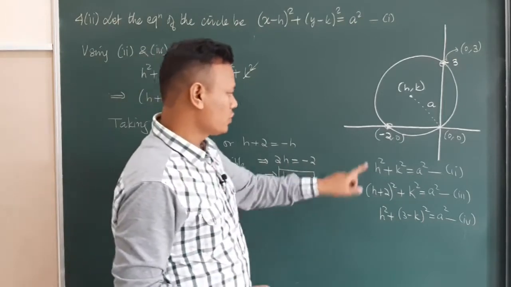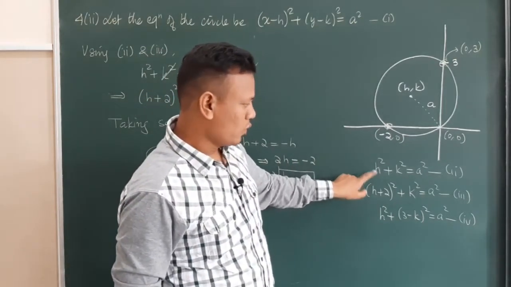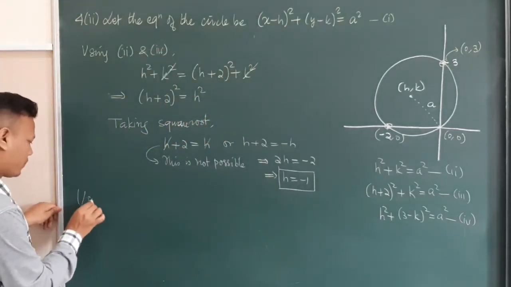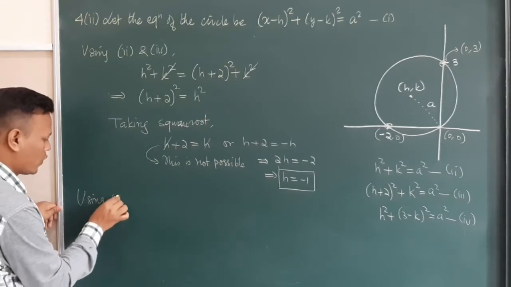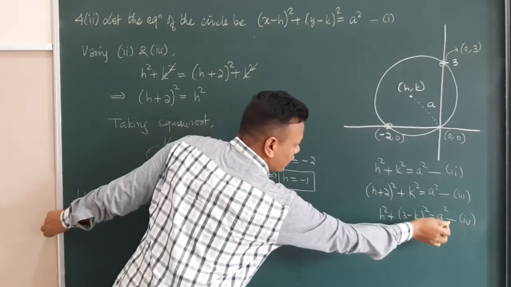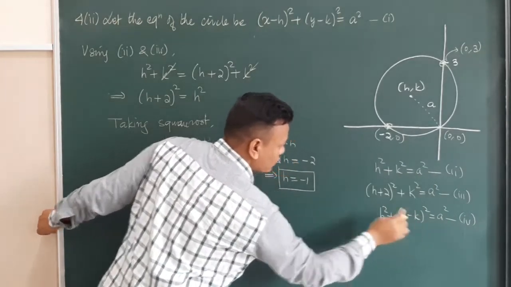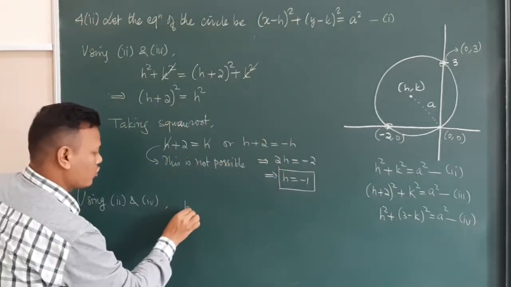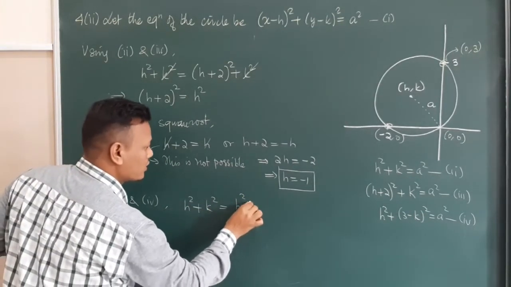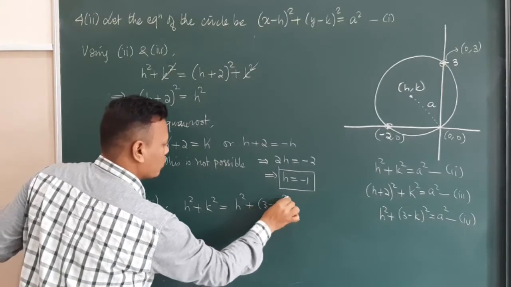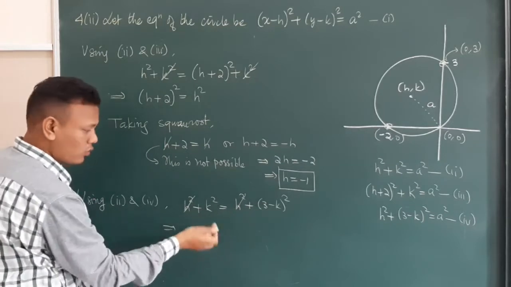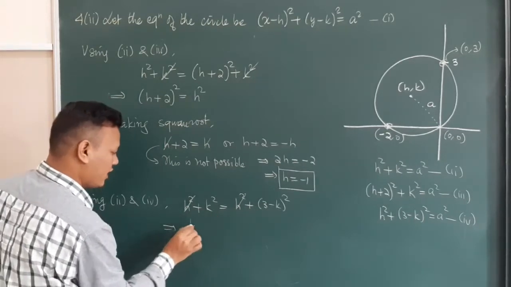Now let us use 2 and 4. So using 2 and 4, we have again a square, both are the same, so that's why this must be equal to this. So we have h square plus k square must be equal to h square plus 3 minus k whole square. Again these two get cancelled, so we have k square equals to this much. So take the square root, and you have k.